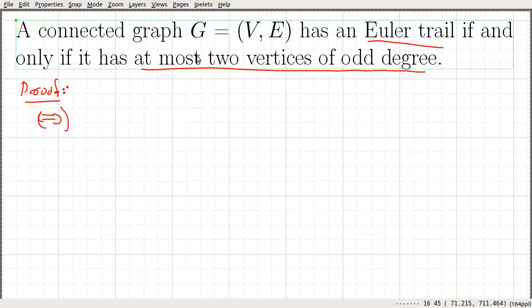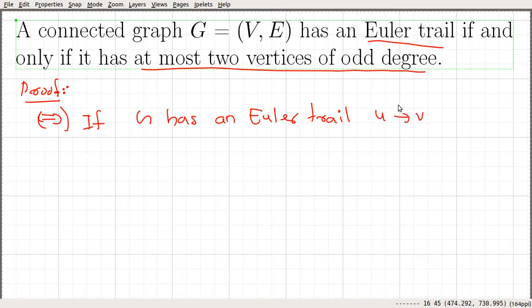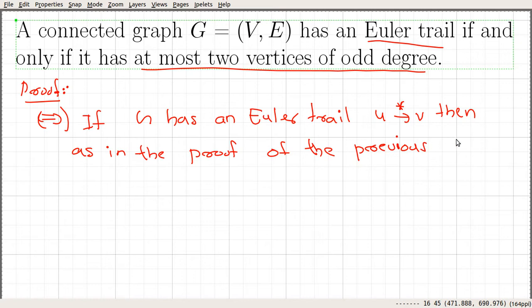So if G has an Euler trail, say from a vertex A to a vertex B of some length, then as in the proof of the previous theorem that we proved in the last video.